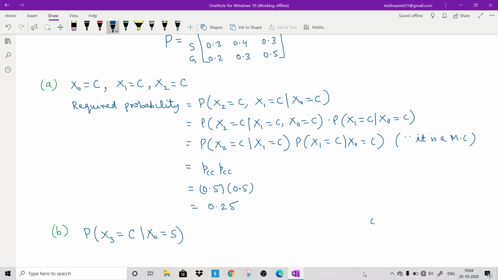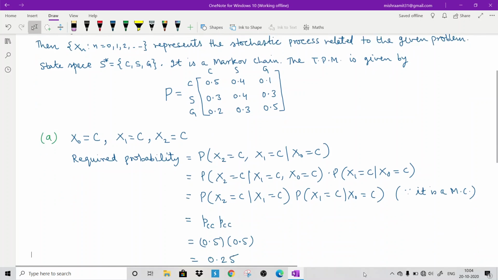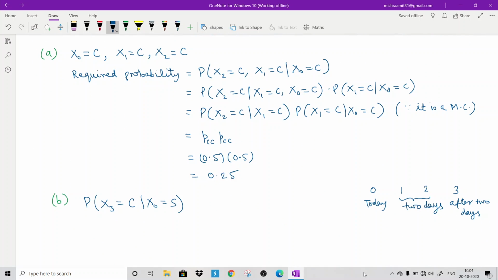Because if you represent 0, this is today. Then after 2 days means these are 2 days. Then after 2 days, this is the third day. So x3 is equal to C and x0 is equal to S. So let us read it once again. Part B: if he is so-so today, then he will be cheerful after 2 days. Now you have to find out this. So how to find it out?